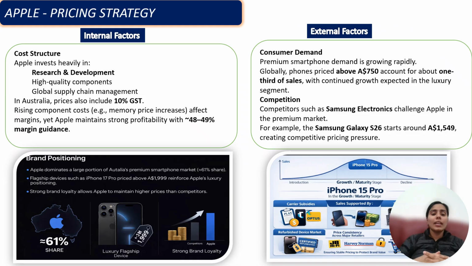The next slide is Apple pricing factors, external and internal. First is external demand: premium smartphones above $750 account for one third of global sales and are growing rapidly. The other is internal cost structure: heavy investments in R&D, premium components, and supply chain logistics, despite rising component costs and the inclusion of 10% GST.